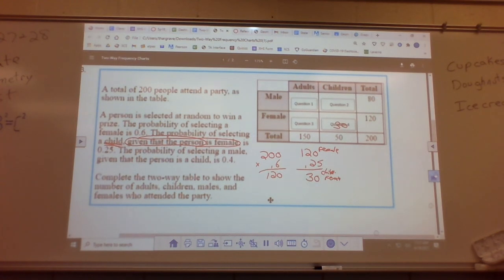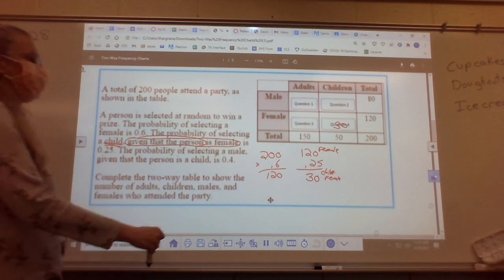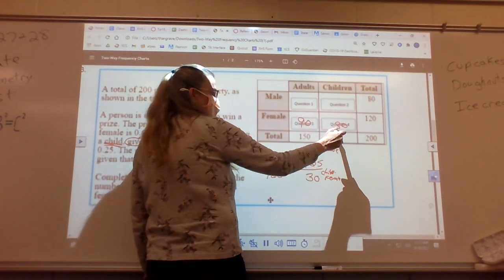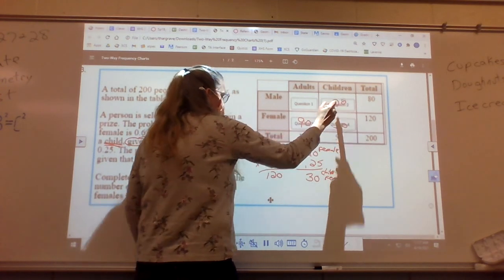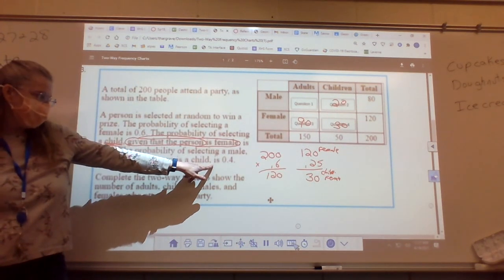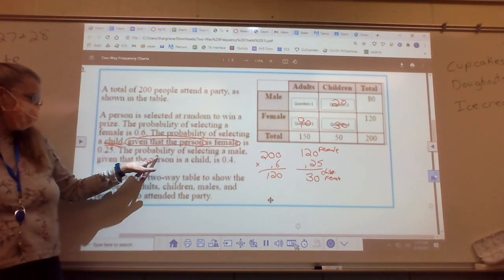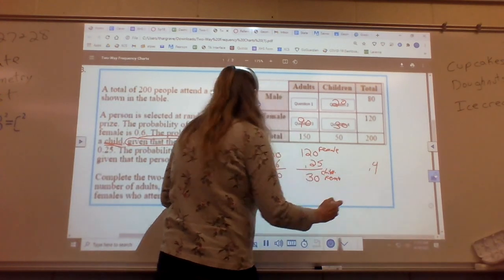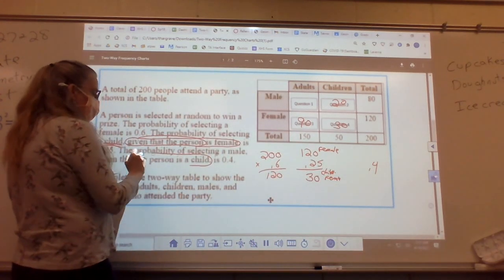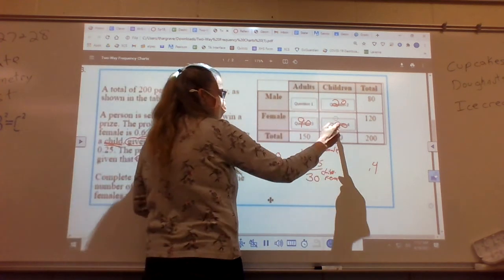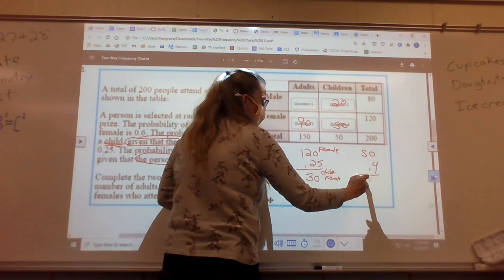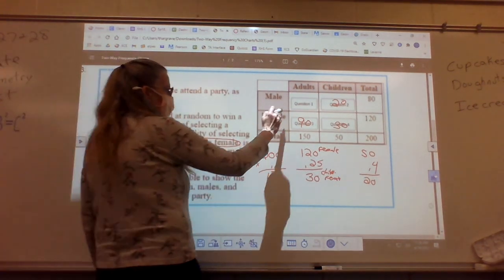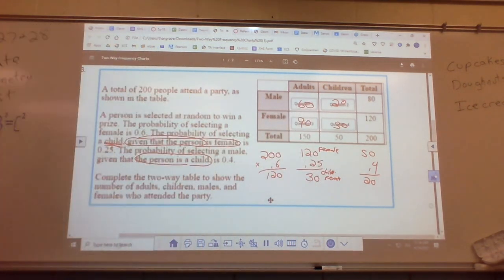Because now I can just use all my totals. 120 subtract 30 is 90. 50 subtract 30 is 20, which is actually the other one they give me. They said the probability of selecting a male given the person is a child is 0.4. So if I take 0.4, given the person is a child, I do the child number, which is 50, which is 20, which is what I just got. And then the last one has to be 60. So there's my 4 blocks.